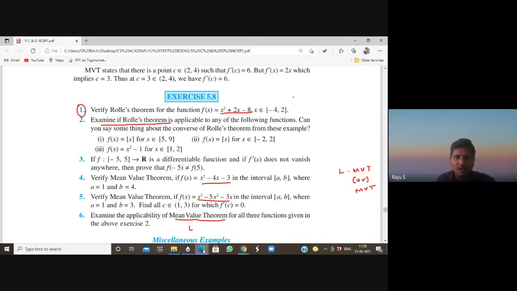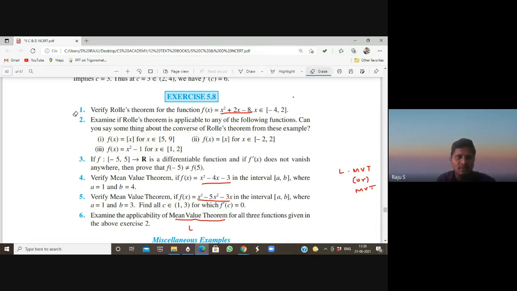The next question is, whatever we have done in continuity already. We proved that the greatest integer function is not continuous at every integer. We have to prove that. How can we find it? We have to find the left hand continuity and right hand continuity at some integer.